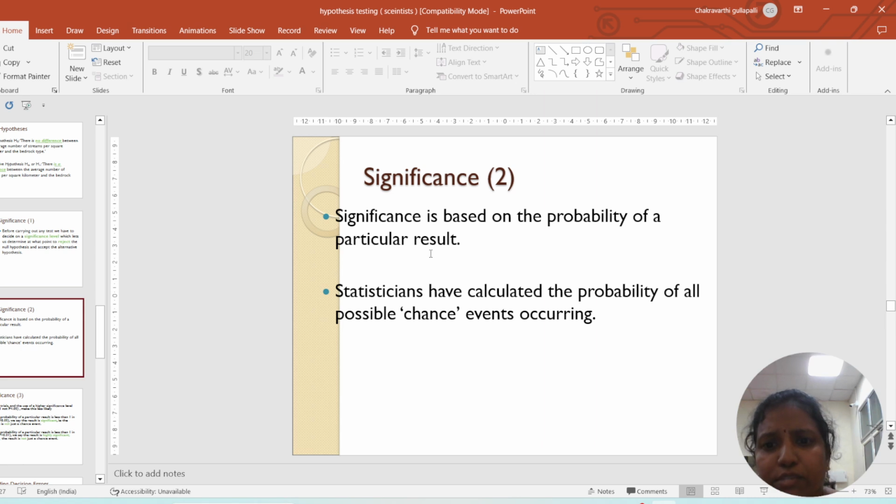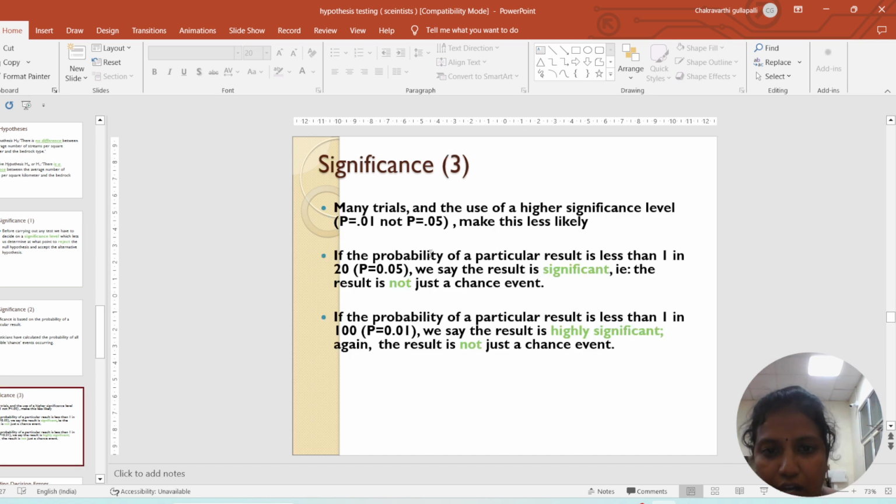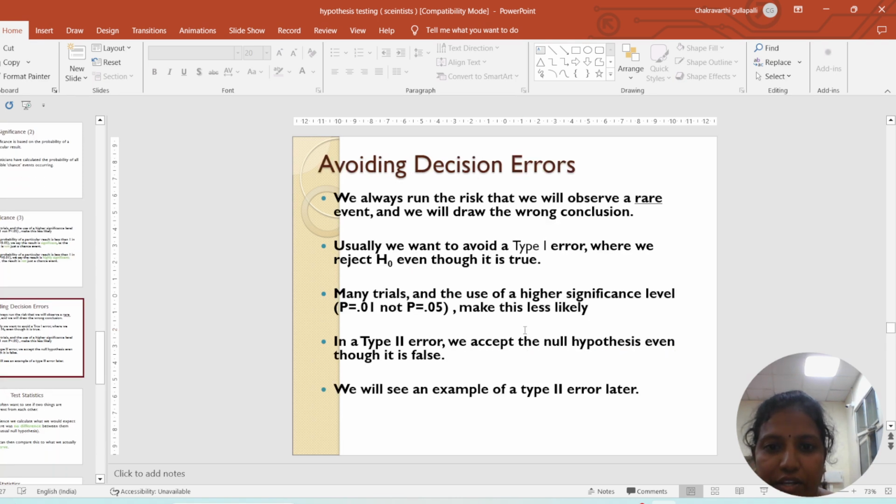Significance is based on the probability of the particular results. The statistician has to calculate the probability of all possible chance events occurring. In many trials, using a higher significance level makes the result less likely. If the probability of the particular results is less than 0.01, we say the result is significant. That is, the result is not just a chance event. For example, if you take the 1% level of significance, we say the result is highly significant and it is not just a chance event.